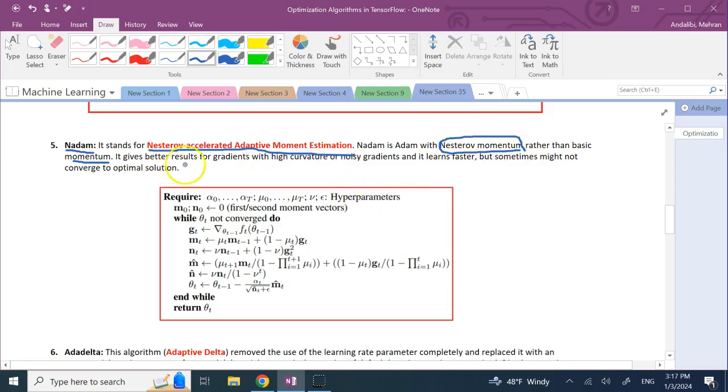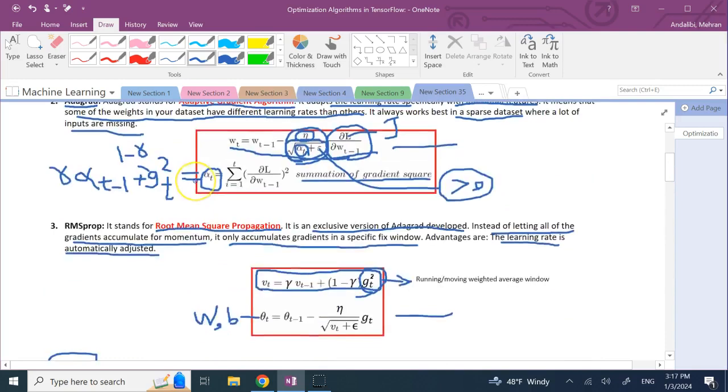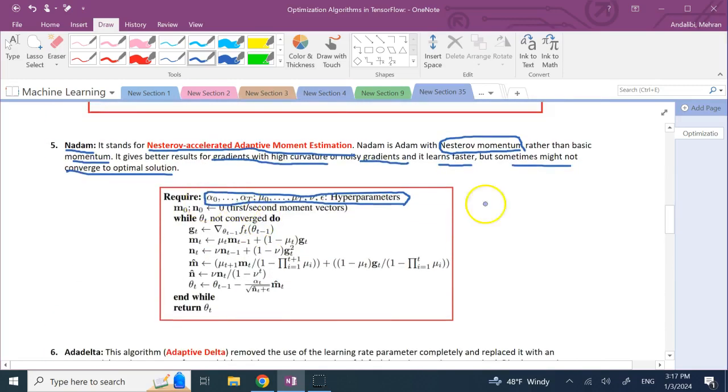And it is good when you have noisy gradients or gradients with high curvatures, and it can learn faster, but sometimes, just like Adam, it might not converge to optimal solutions, and it requires quite a few hyperparameters. So one of the bad things about this algorithm that I don't like is it needs a ton of hyperparameters. I would rather try other algorithms with fewer hyperparameters. But if you look at it, the essence of the idea is very similar.